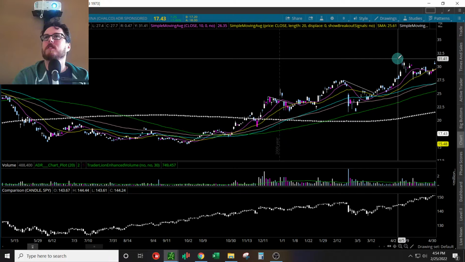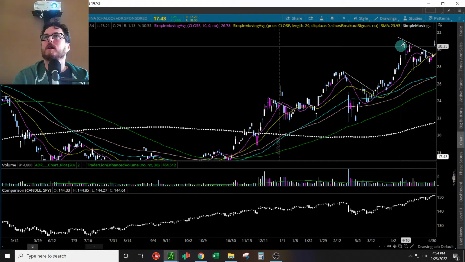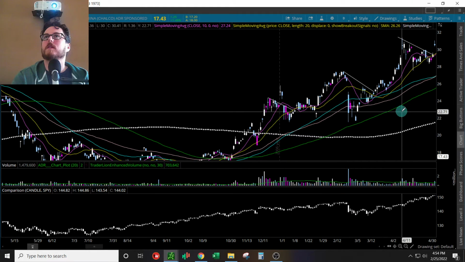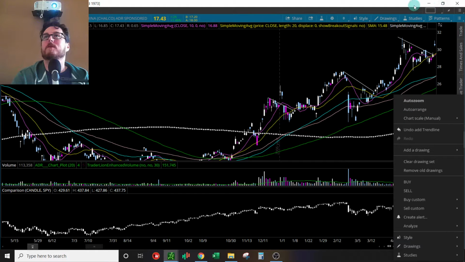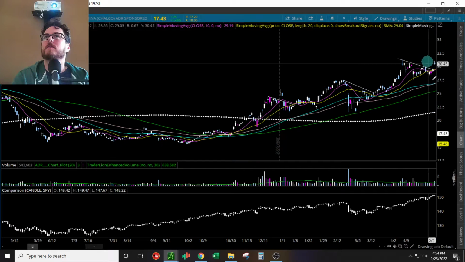And this was actually not a bad flag here. This little trend line here. We would have had, well, that's not working. It would have been only 18 bars, which is pretty perfect. But let's see what it does.